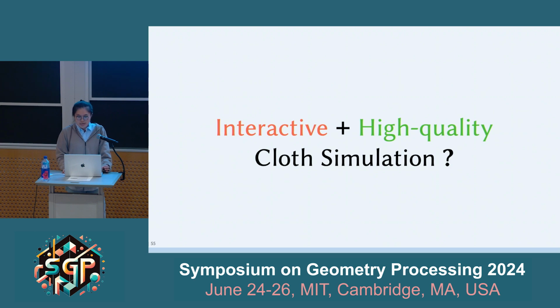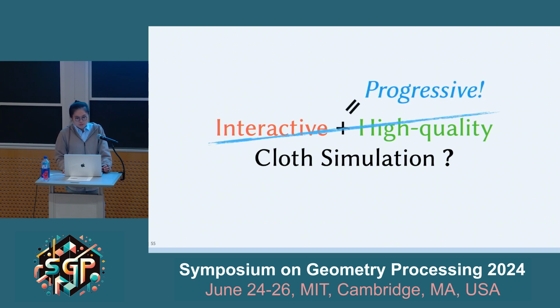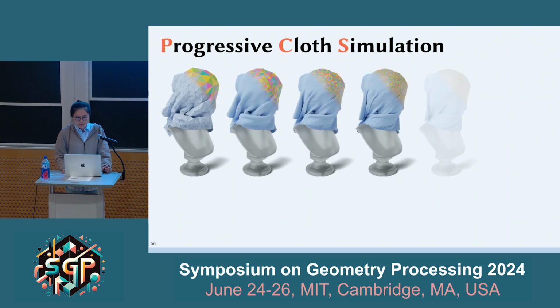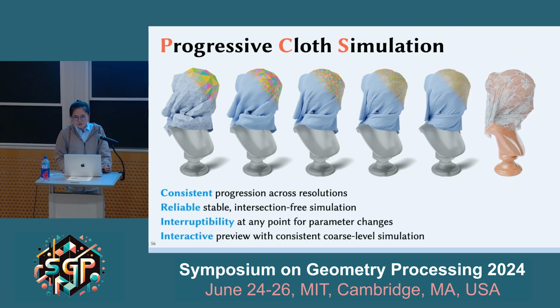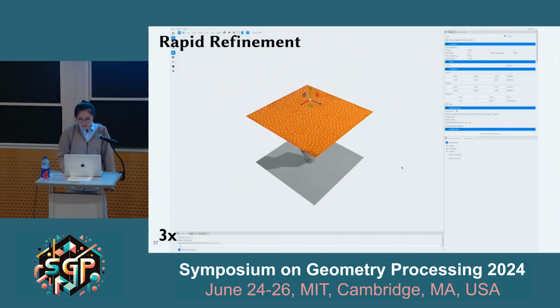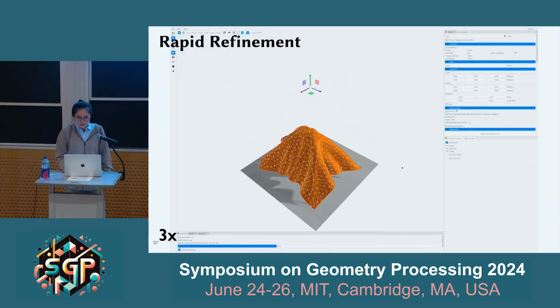So to achieve both high quality and interactive simulation, we propose progressive cloth simulation instead. This is a new forward simulation method for efficient preview of cloth quasi-statics on exceedingly coarse geometries with consistency, reliability, interruptibility, and also interactivity. As a simple demo, this app supports a few different types of interaction.